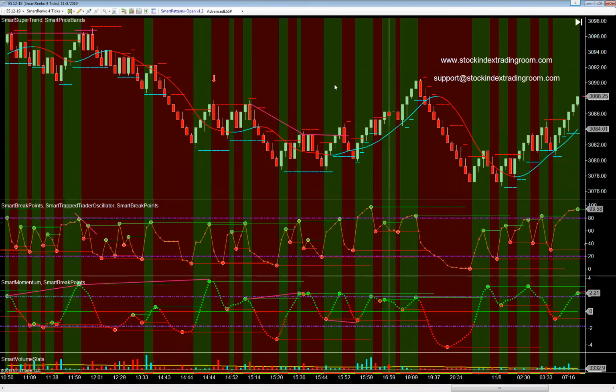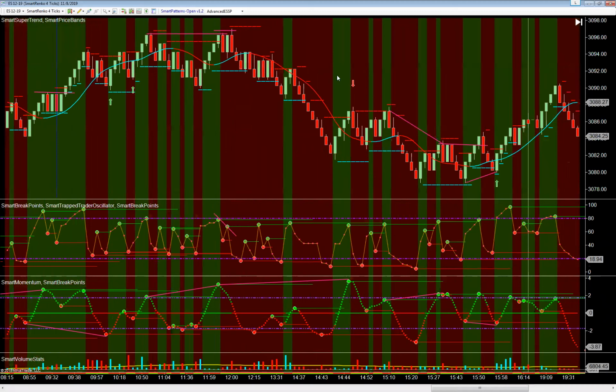So what do we look for? We look for a cycling. Price is higher. Smart momentum is lower. We're looking for a cycle. So we get on board here, and you may have gotten 2, 3, 4, 5, whatever points you would have gotten through that going into the close of the day.